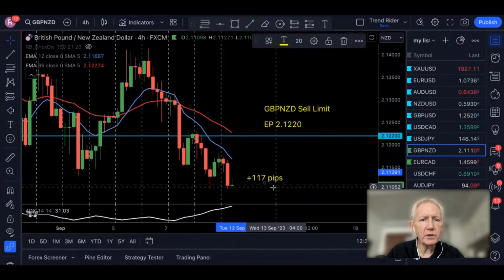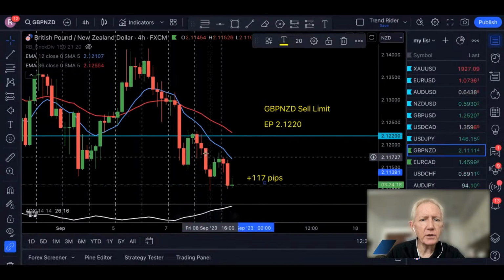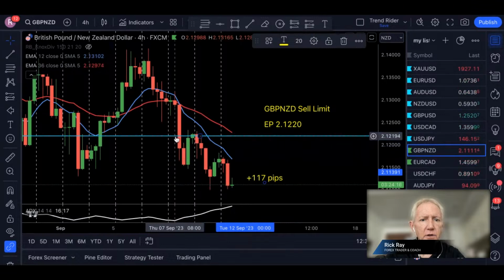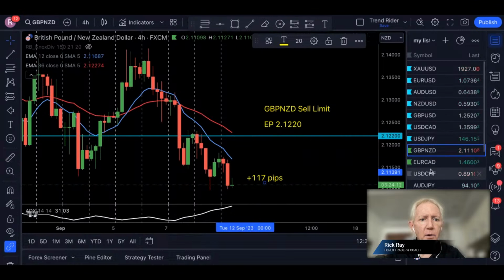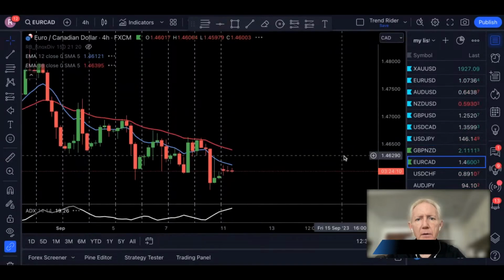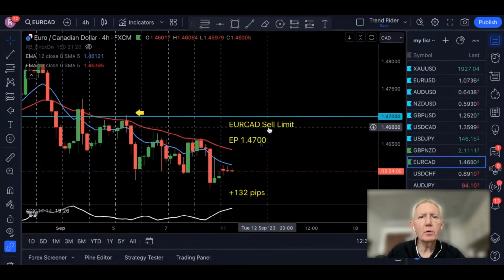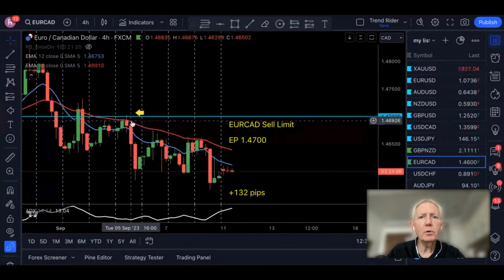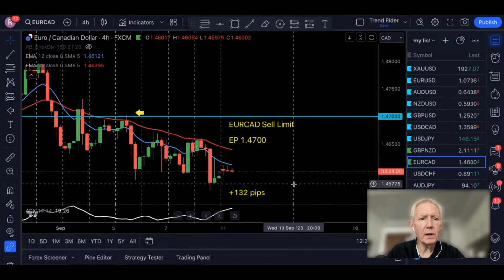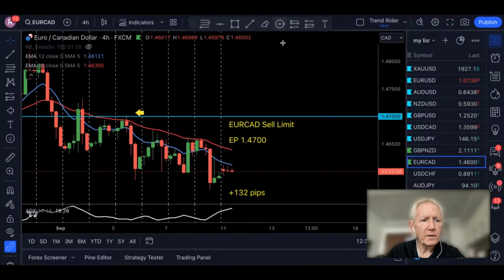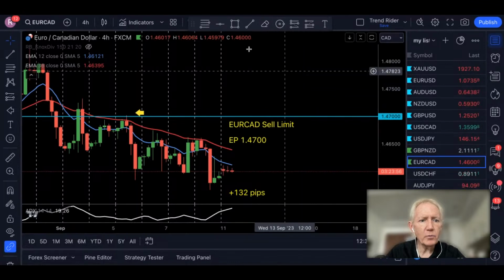I got 117 pips on that one. All right, the pending order opened on the Friday, and then we did get 117 pips on the pound New Zealand. The Euro CAD, that one was a sell limit, which did open. Okay, worked out very, very well. It opened on the first day of last week and then gave us a total of 132 pips. All right, so overall, a very, very successful week.